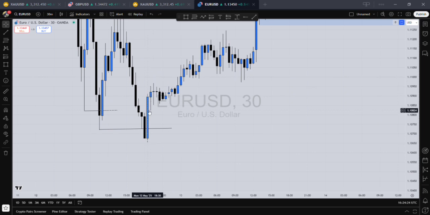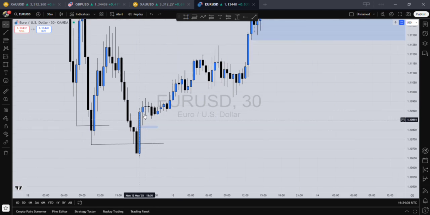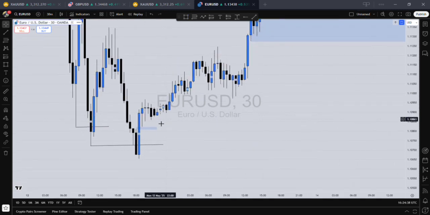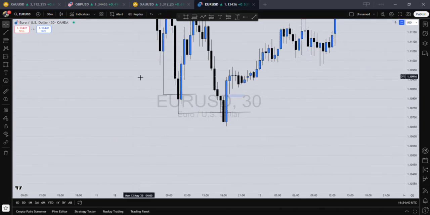What happened after price took out this low? A bullish engulfing candle in this 30-minute time frame was formed with a fair value gap. Okay, although the fair value gap was not aggressive enough, it was a sign that okay, there is a possibility that this trend is likely going to play out.